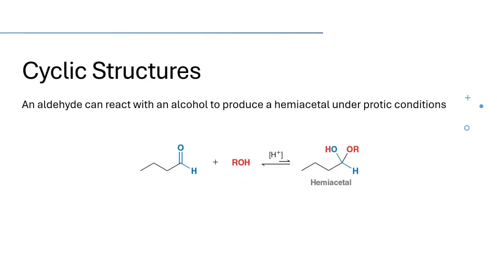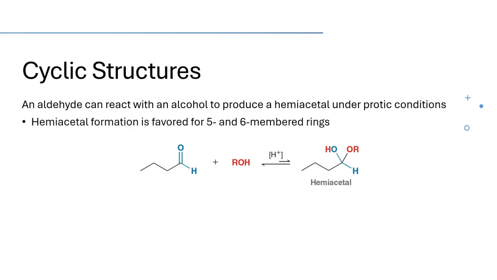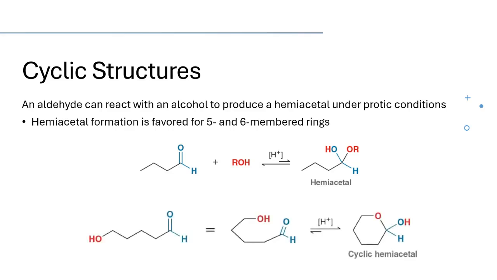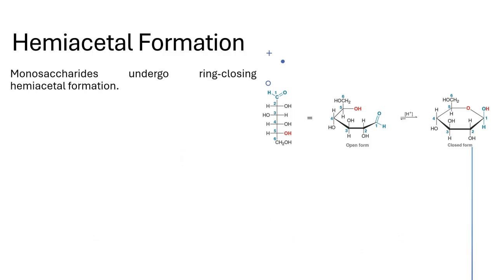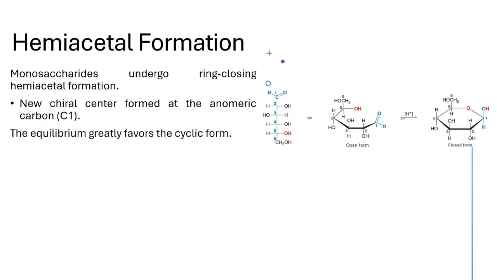Cyclic structures. An aldehyde can react with an alcohol to produce a hemiacetal under protic conditions. Hemiacetal formation is favored for 5- and 6-membered rings. Hemiacetal formation. Monosaccharides undergo ring-closing hemiacetal formation, just like we saw previously. The new chiral center formed at the anomeric carbon is C1. The equilibrium greatly favors the cyclic form.